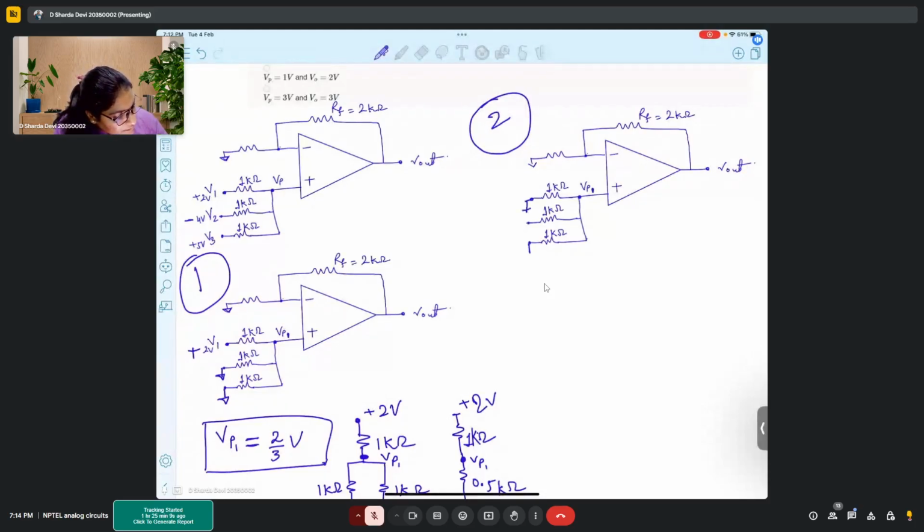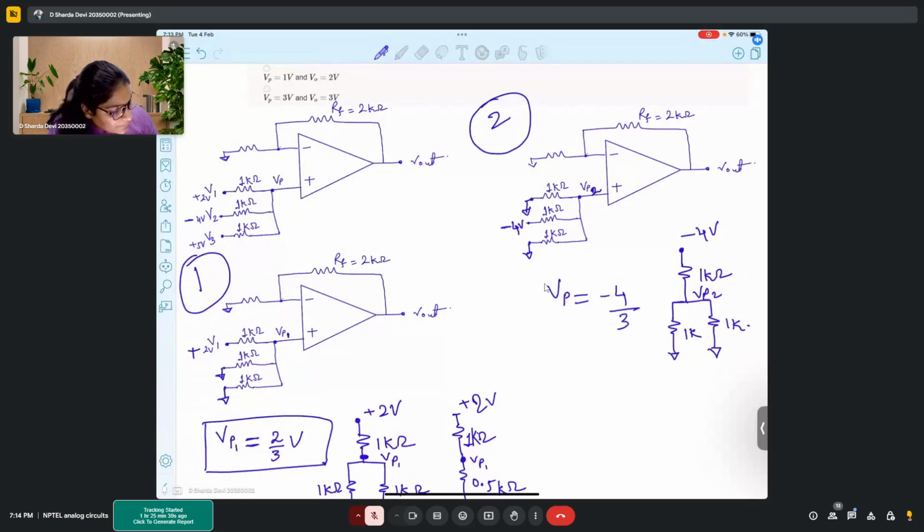Now for the second part, we will put this to ground, and here we have minus 4 volts. So again, this is VP2. The equivalent circuit will look like 1 kilo ohm, this is minus 4 volts, and here again we have ground, 1K, 1K. So VP2 again becomes minus 4 by 3 volts. Right? So this is part 2.